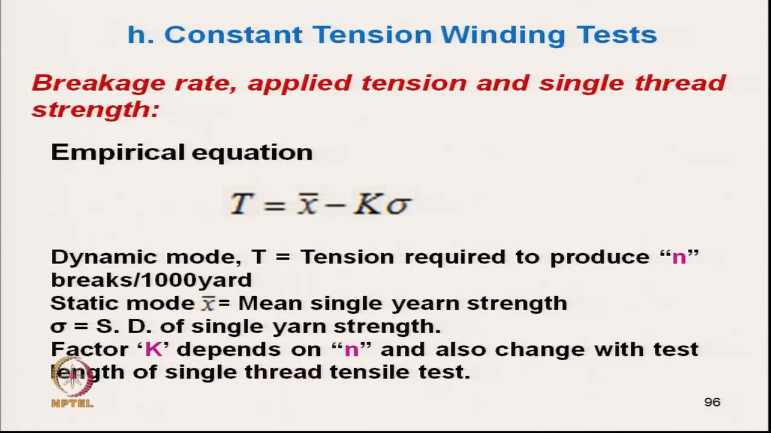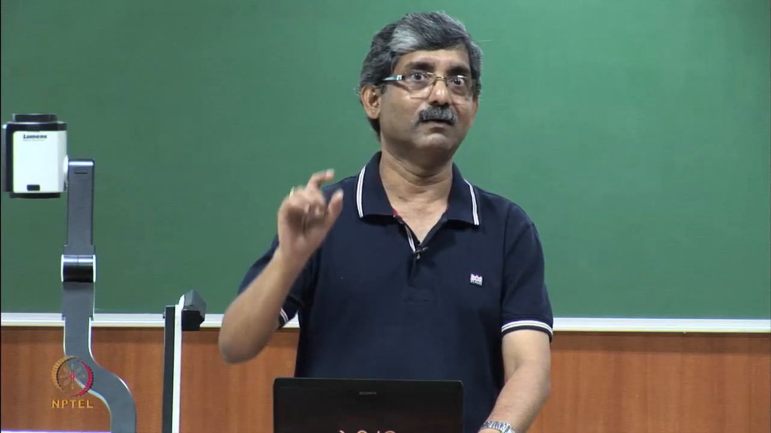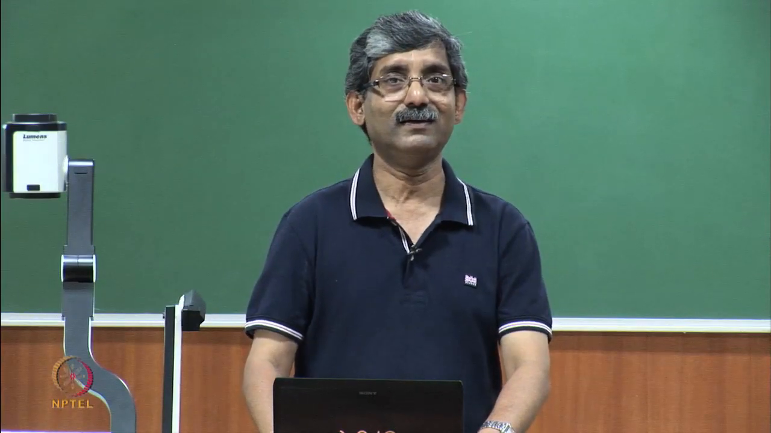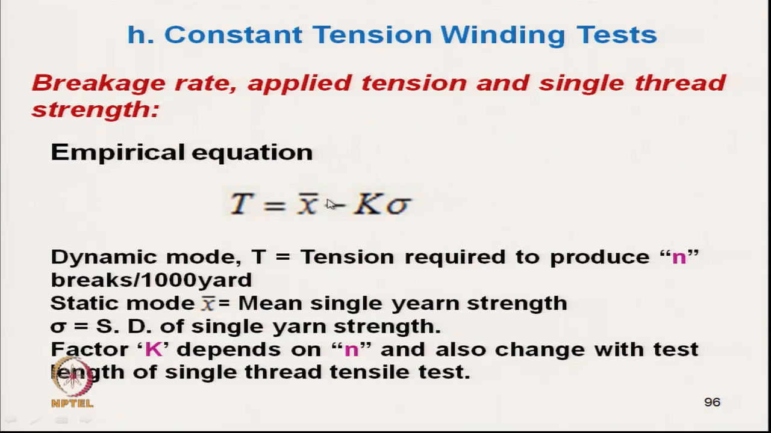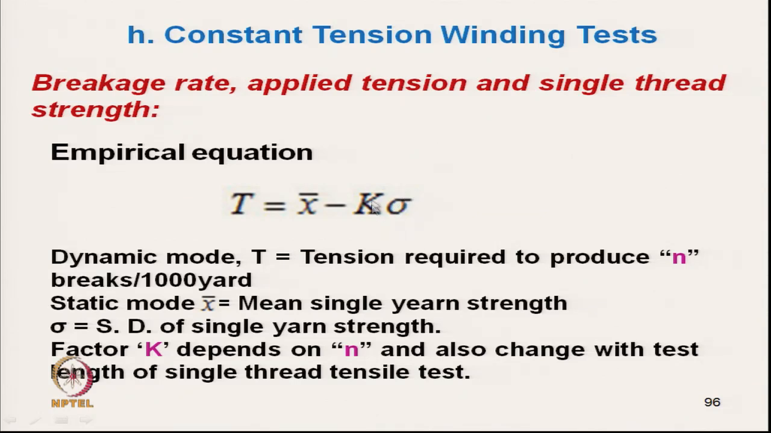Now, there is an empirical equation. This empirical equation gives a relationship between the dynamic tension and the static strength. This is a beautiful equation which will solve many problems. I will discuss one practical problem. And this sigma is the standard deviation of single yarn strength.